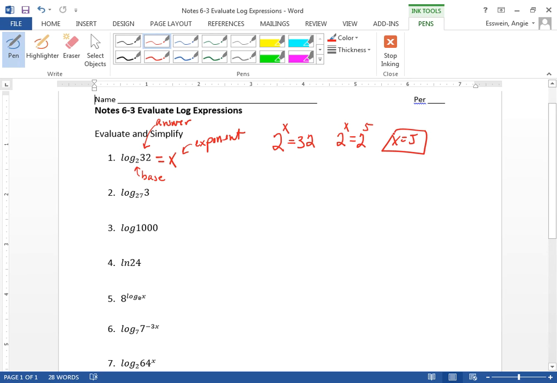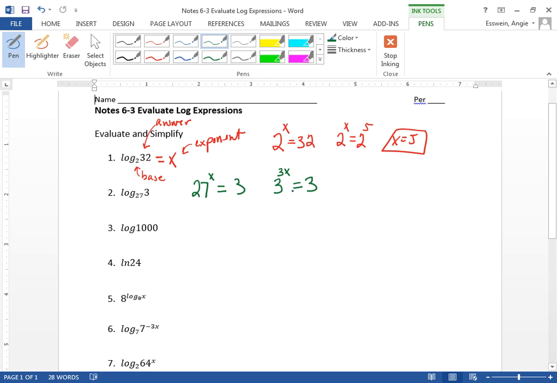So let's see here. Now let's do one that's a little less obvious. Log base 27 of 3. So let's just go straight to exponential form. We're saying 27 raised to the what power equals 3. So that's a little trickier, but you can do this. If you recognize it's base 3, 27 is 3 to the third power. So you can just rewrite it as 3 to the 3x equals 3.